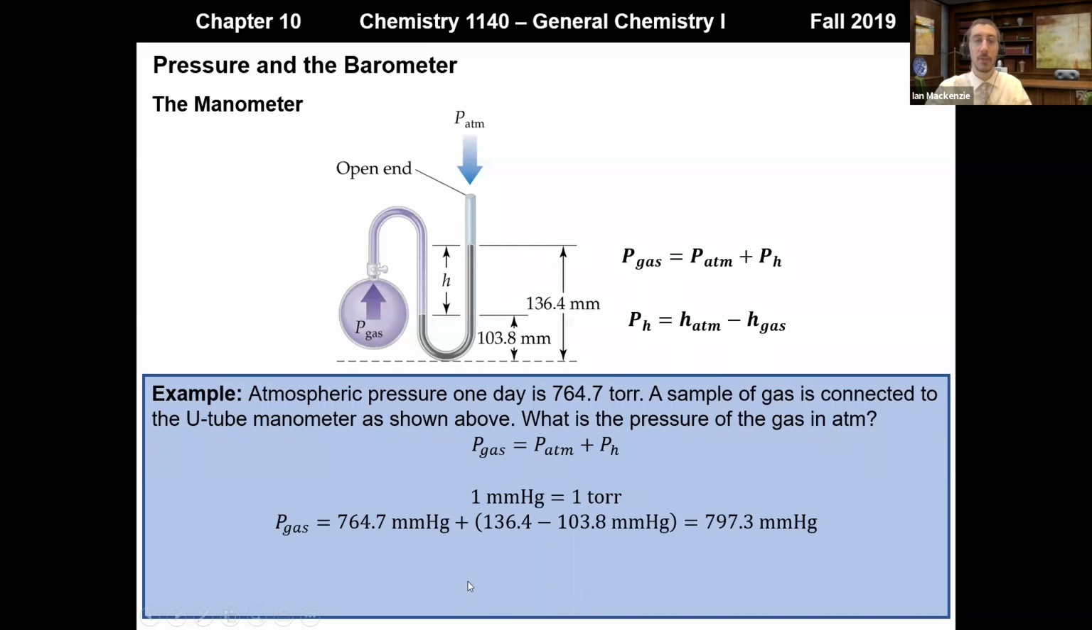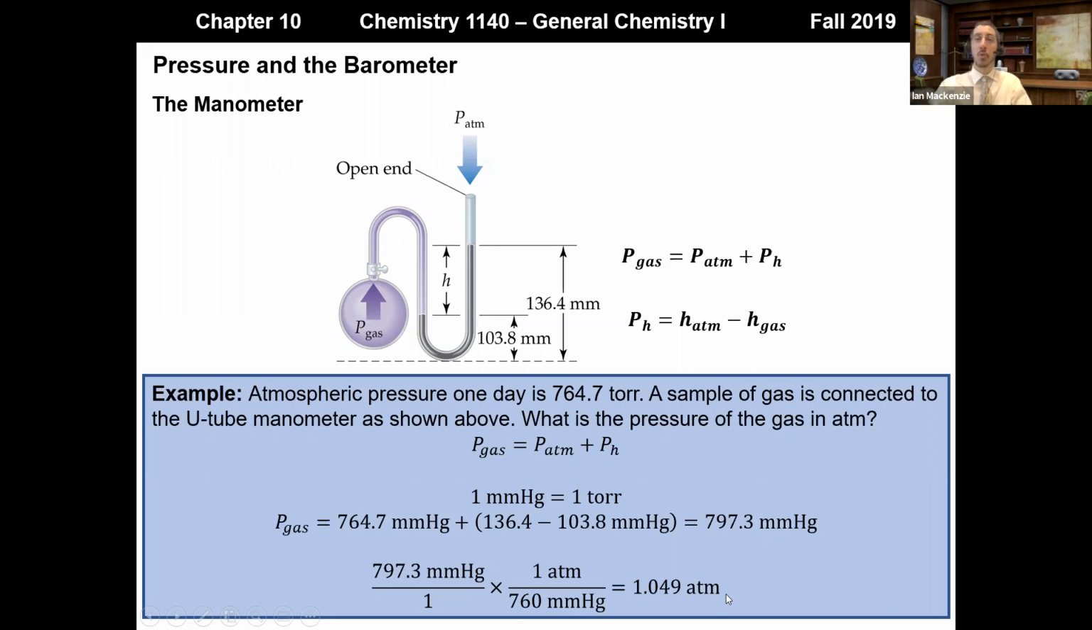And so I can first plug that information in here. The atmospheric pressure is 764.7 millimeters of mercury, plus the difference here in the heights. And we calculate it through and come out with the pressure of the gas being 797.3 millimeters of mercury. Now, I've been asked for this in atmospheres, though, so I have to convert from millimeters of mercury to atmospheres. So 1 atmosphere is equal to 760 millimeters of mercury, so I set that up to cancel millimeters of mercury and come out with 1.049 atmospheres for the pressure of this gas.